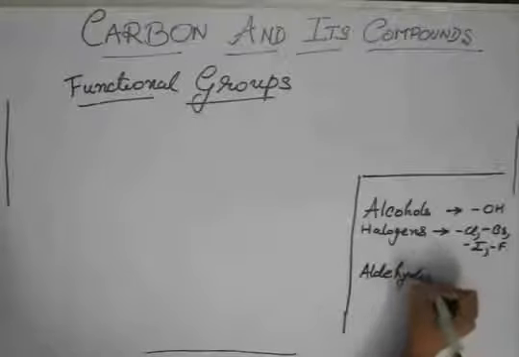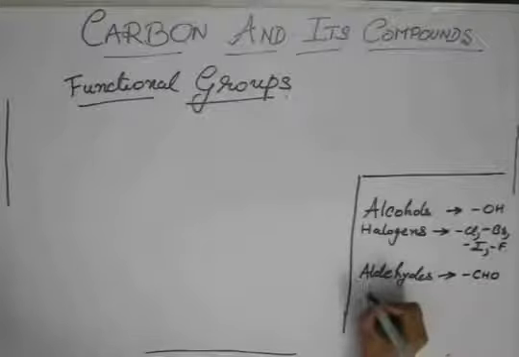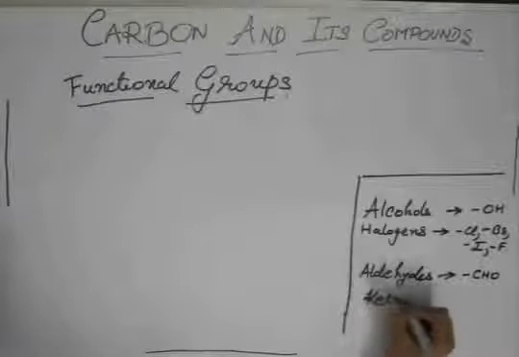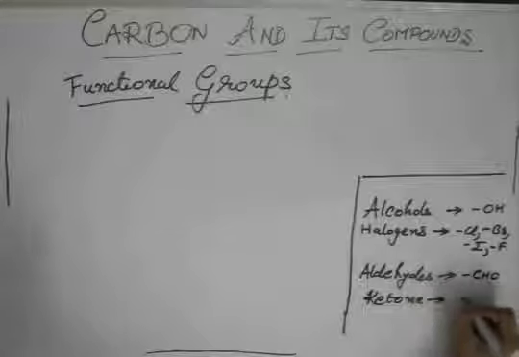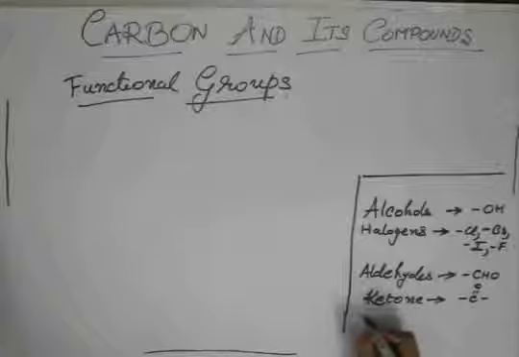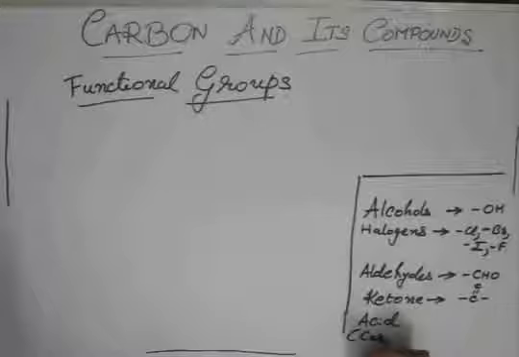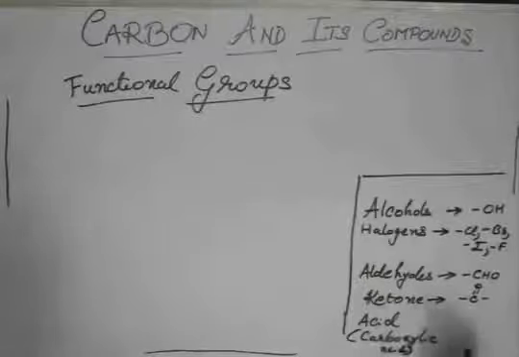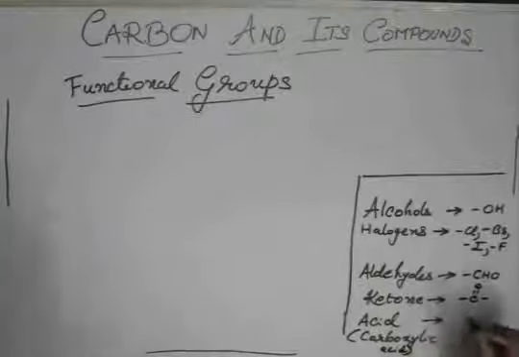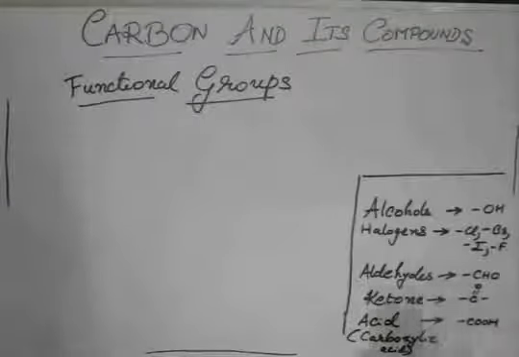Aldehydes was the group CHO. Ketone was CO, and acid, which is also called carboxylic acid, organic acids, or the COOH group containing acids are also called carboxylic acids.